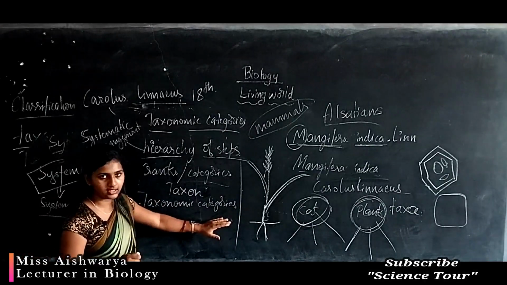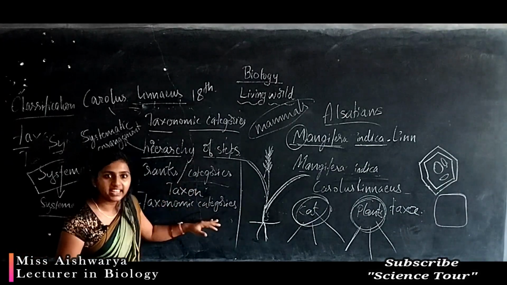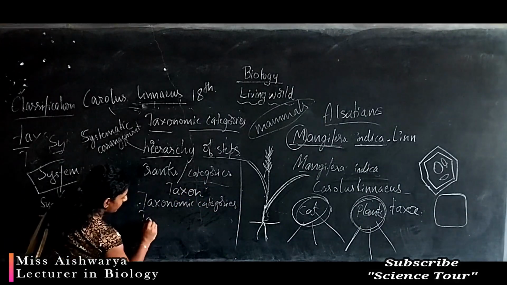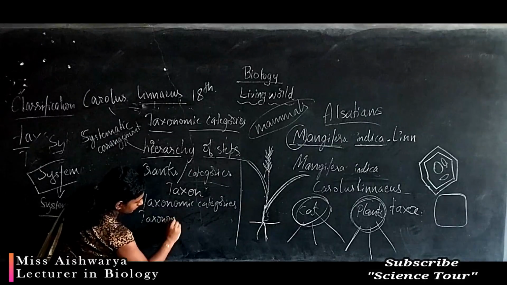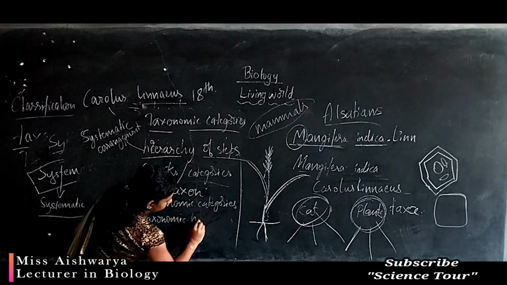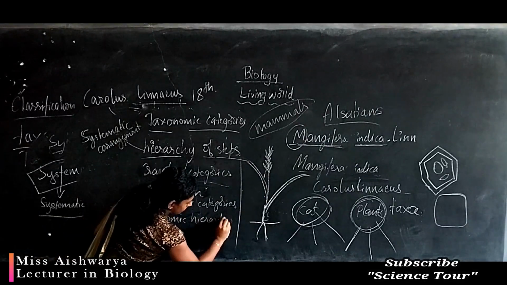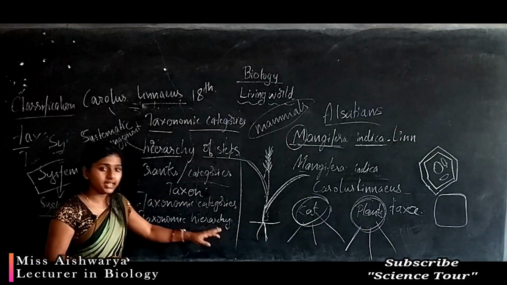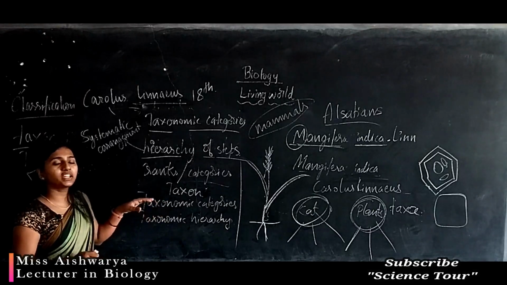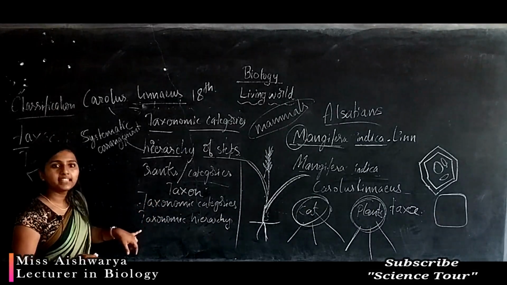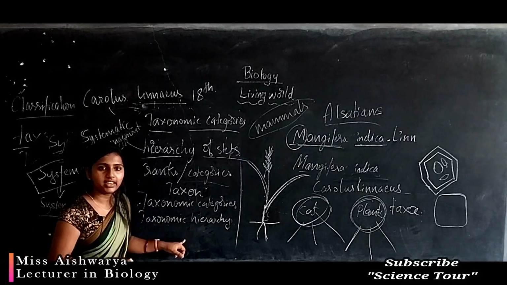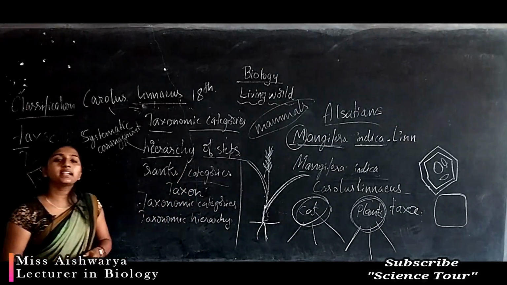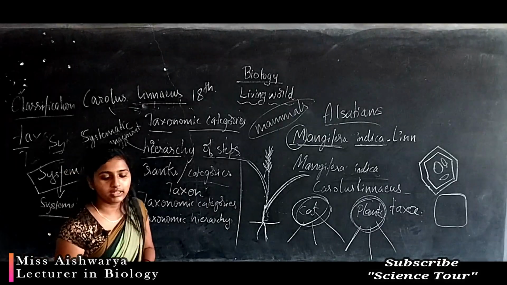So next we'll move to what is taxonomic hierarchy, the arrangement in a stepwise manner, the systematic arrangement of these categories. The systematic arrangement of categories is called taxonomic hierarchy. What is meant by taxonomic hierarchy? The systematic arrangement of the categories is called taxonomic hierarchy. Very important. Each step is very important in the classification of living organisms.